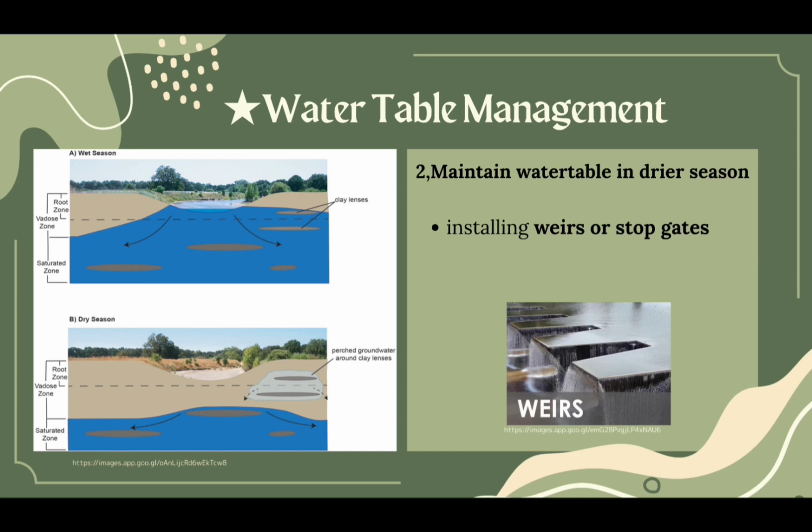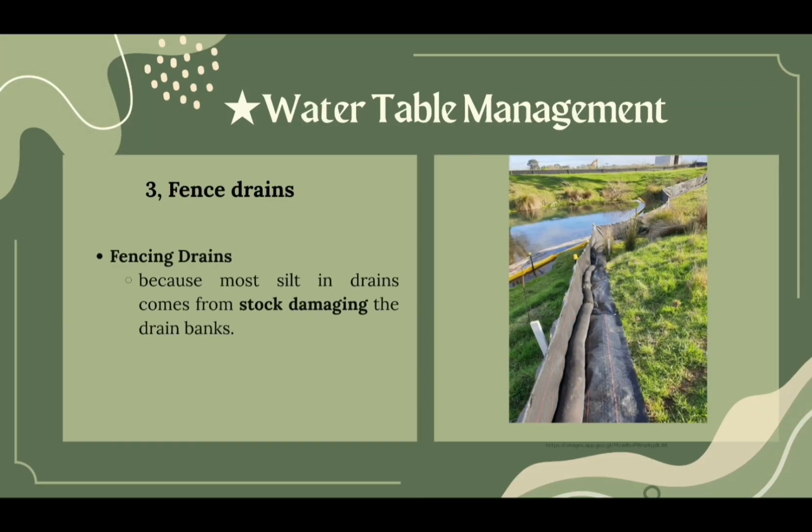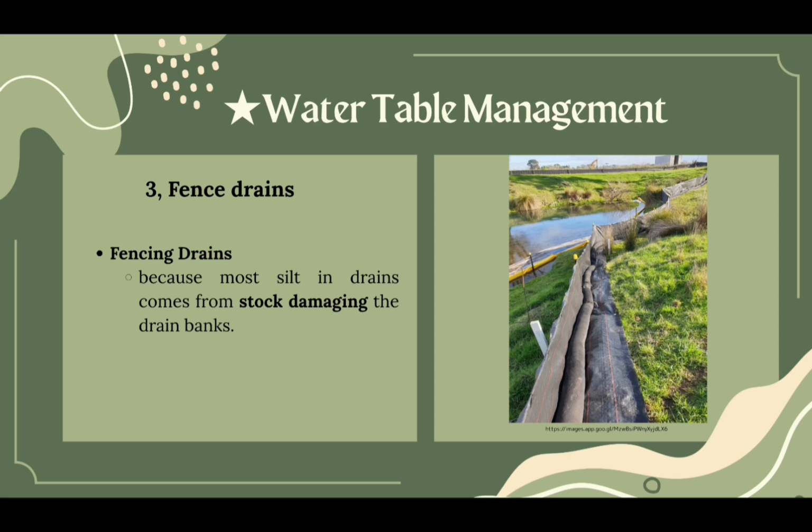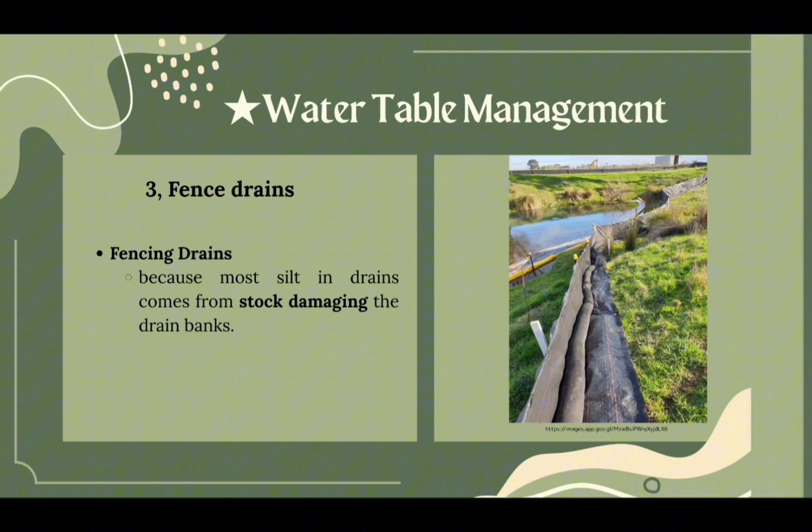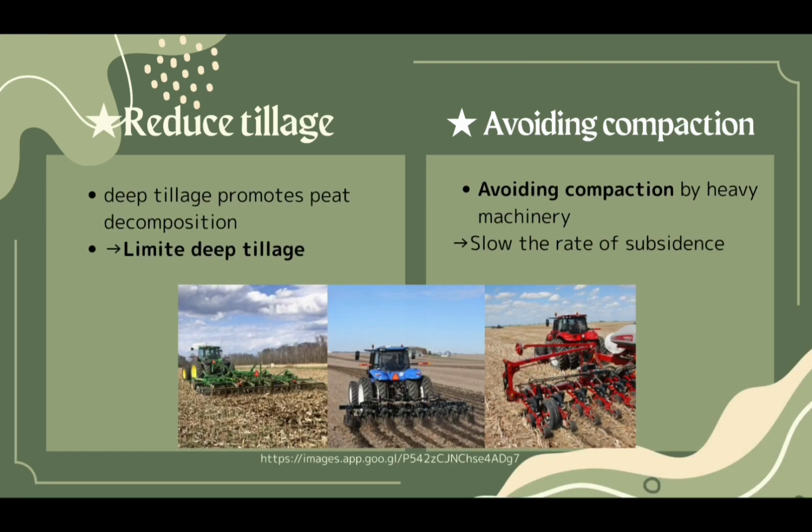Equally important is maintaining water levels during drier months. Without enough moisture, soil degradation accelerates. One effective solution is installing weirs in drainage channels. Third way is to fence drains to exclude stock. Most silt in drains comes from stock damaging the drain banks.